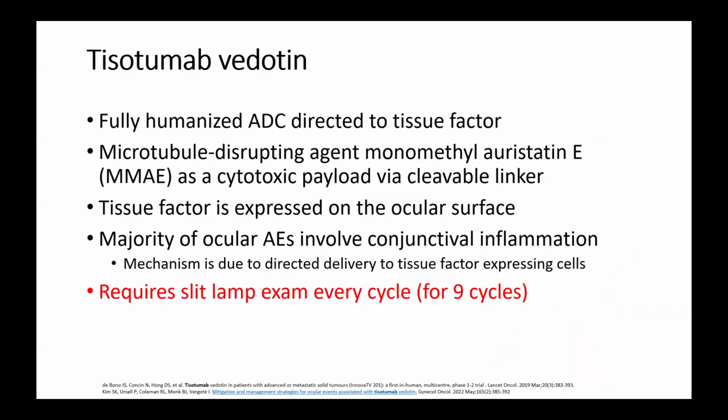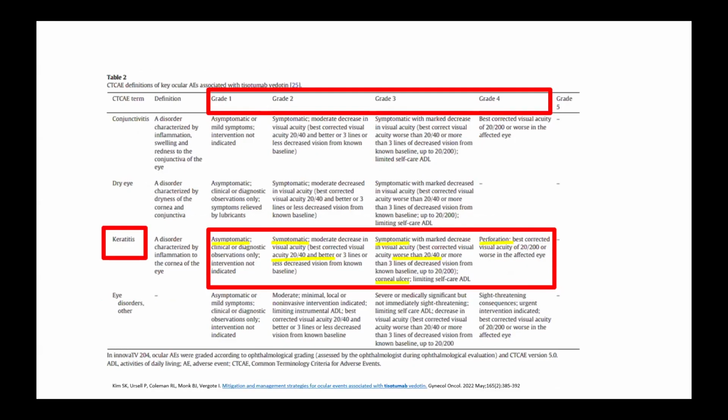So tisotumab is a fully humanized antibody drug conjugate. It has a microtubule disrupting agent as its cytotoxic payload. But again, the ocular surface is unfortunately a bystander and is targeted because tissue factor is expressed on the surface. Most adverse events are conjunctival inflammation, and it requires a slit lamp exam every single cycle for the first 9 cycles. It is one of the medications that has a black box warning from the FDA, meaning that there are eye mitigation protocols, which we'll talk about a little bit later.